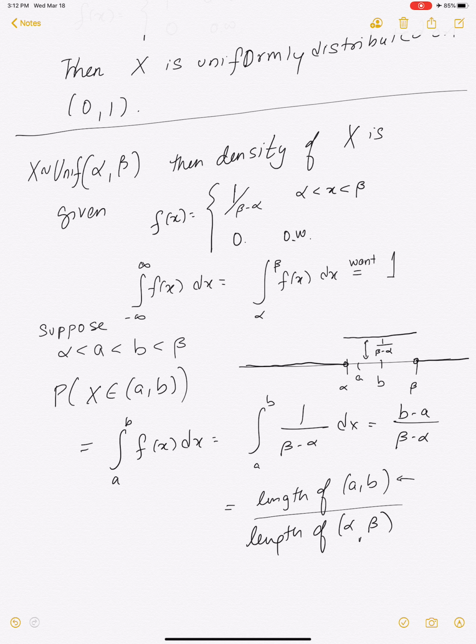So if you have two intervals of equal length in here, alpha to beta, gamma to delta, then the probability of being in a to b or in gamma to delta is going to be equal if the lengths of these two intervals are equal. Okay, so that's something to note for a uniform random variable.